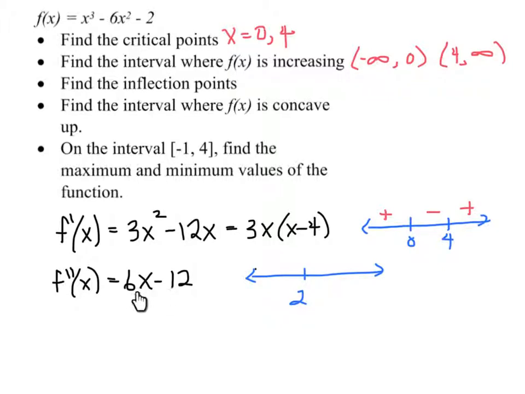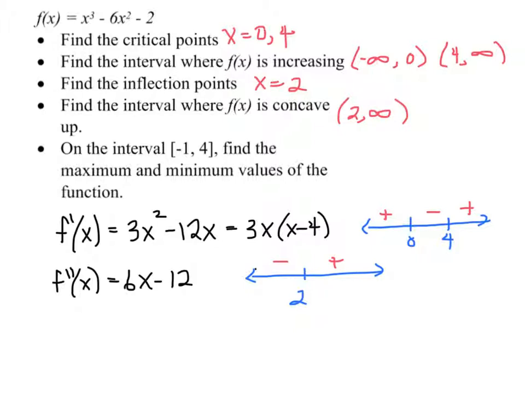All right, if I plug in a number less than 2, I get a negative. If I plug in a number bigger than 2, I get a positive. So you'll see that there actually is a sign change there. So x equals 2 is an inflection point. Now, concave up is where the second derivative is positive, 2 to infinity.